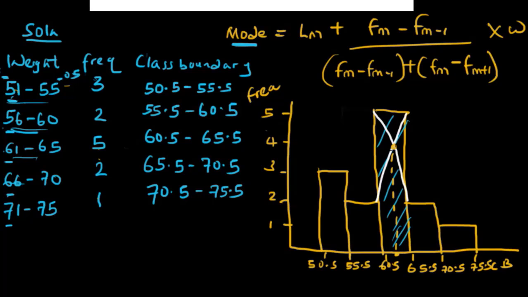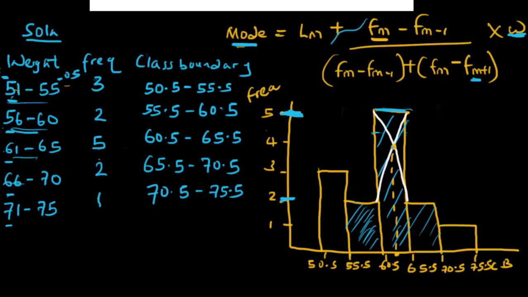Does this make sense? Now, okay, so now let's try to figure out how this relates to the formula of mode. Now remember, this Fm is the frequency of the modal group. So that is like 5, the frequency of the modal group. Then Fm minus 1 is like the frequency of the group before the modal group. So it's like this one, 2, the frequency of this group here. And then we have Fm plus 1, which is like the frequency of this group here. Does that make sense? Now the width is how fat this bar is.